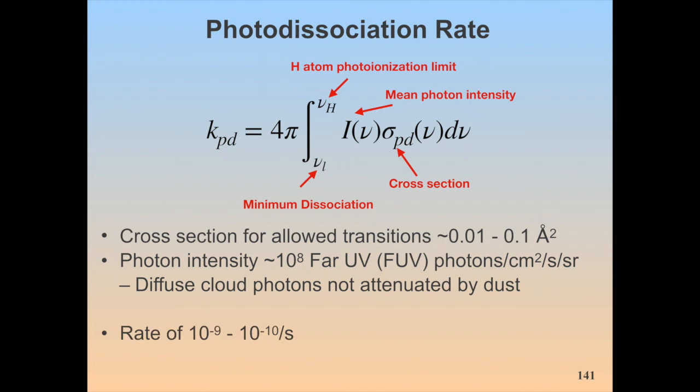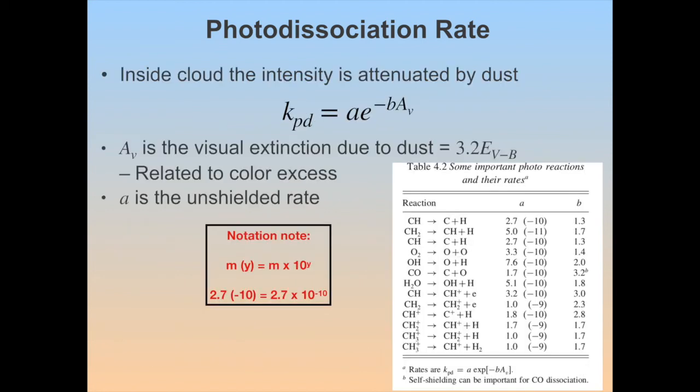Typical rates for these work out to be around 10 to the minus 9 to 10 to the minus 10 per second. And if you just take the reciprocal of that, that gives you an idea of the lifetime of molecules in interstellar space. So it's going to be on the order of 1 billion to 10 billion seconds, which is around 30 to 300 years. So, it's fairly long on human time scales, but when we're dealing with millions of years for gas clouds, it can be fairly short.